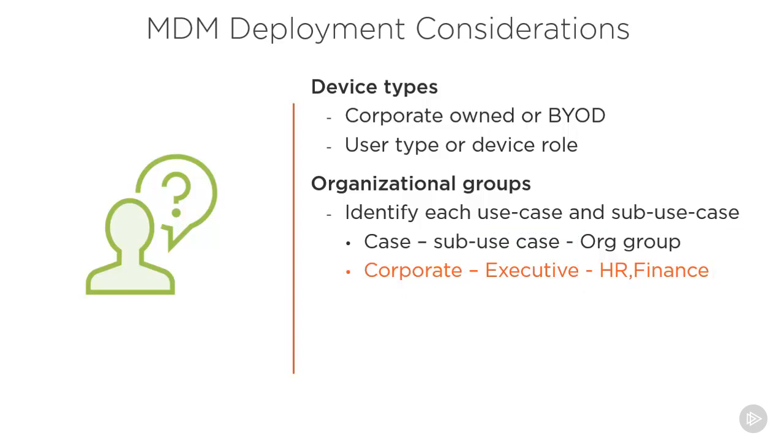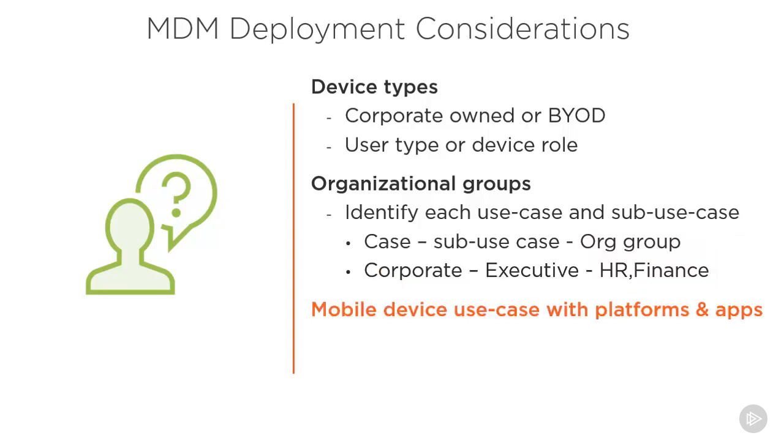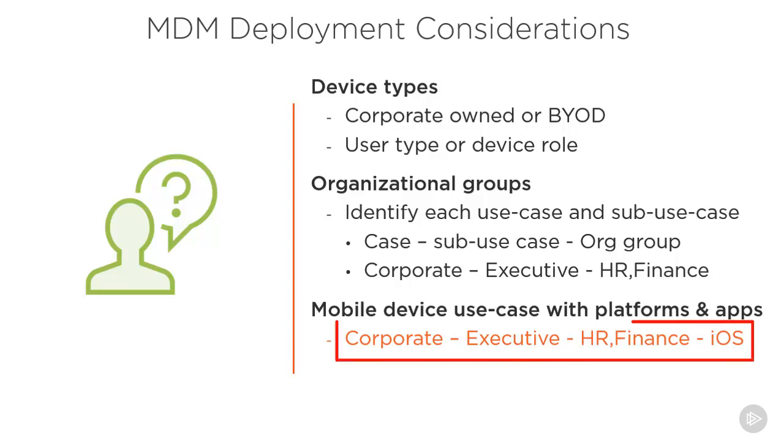So we'll create policies based on the organizational group. Now I mentioned we can break this down into further detail. So let's look at mobile device use cases along with platforms and apps. What we have here is corporate, like we had above. We have the executives at the corporate level. Within departments or organizational groups, there are HR and finance. And now we're drilling it down to the executives within HR and finance that are using an iOS operating system.